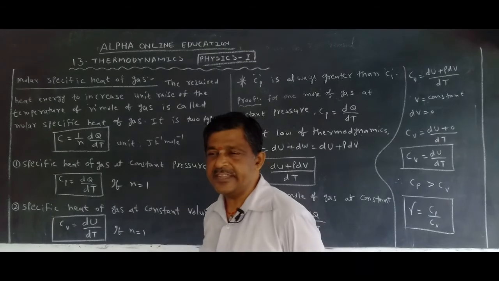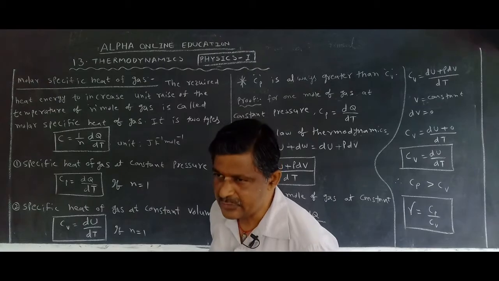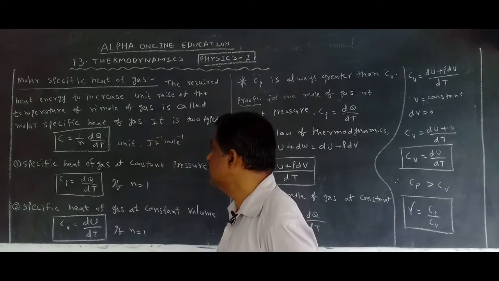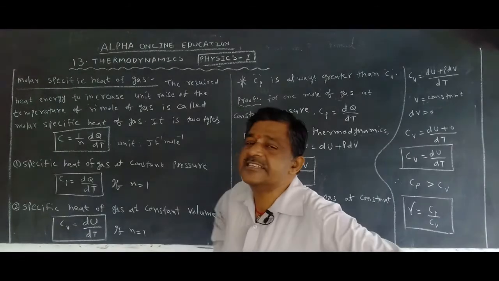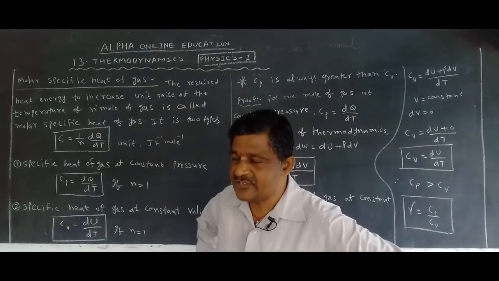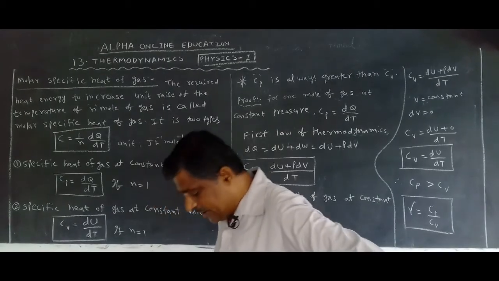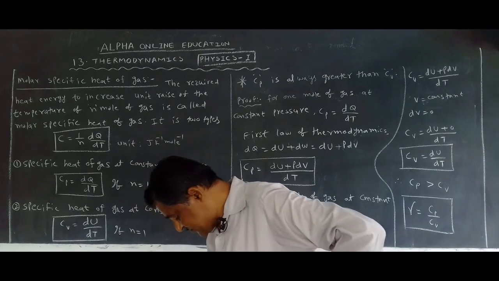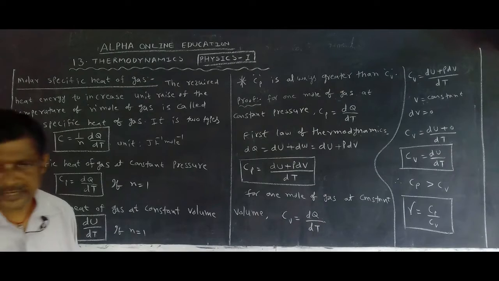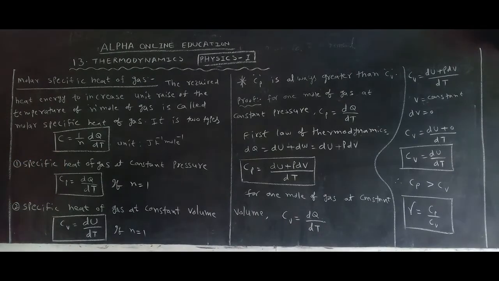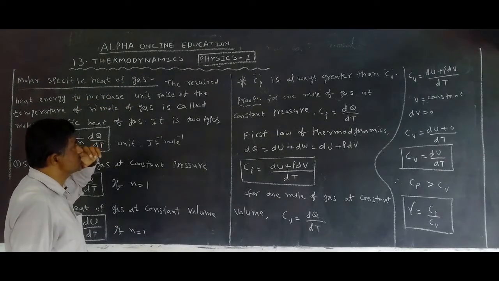Generally specific heat is denoted by the symbol S, but molar specific heat of the gas is denoted by the symbol C, not S. Now first, what is the definition of molar specific heat of the gas? Molar specific heat of the gas is denoted by which symbol? C.